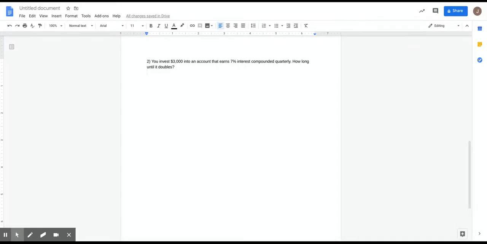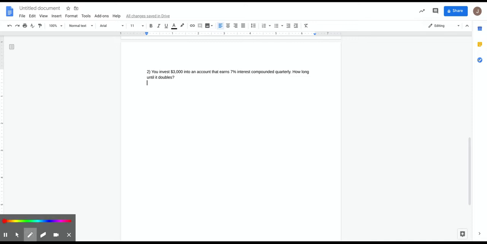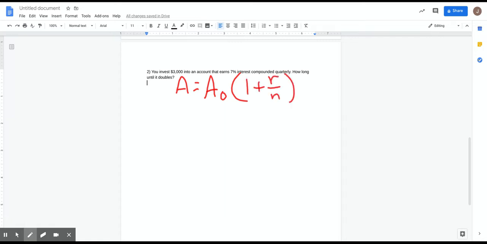Okay, so number 2 here. You invest $3,000 into an account that earns 7% interest compounded quarterly. Okay, so this has a different formula. It's been a little while since we've done this, but it starts out the same. A equals A0 parentheses, but now it's 1 plus R over N to the N times T power.